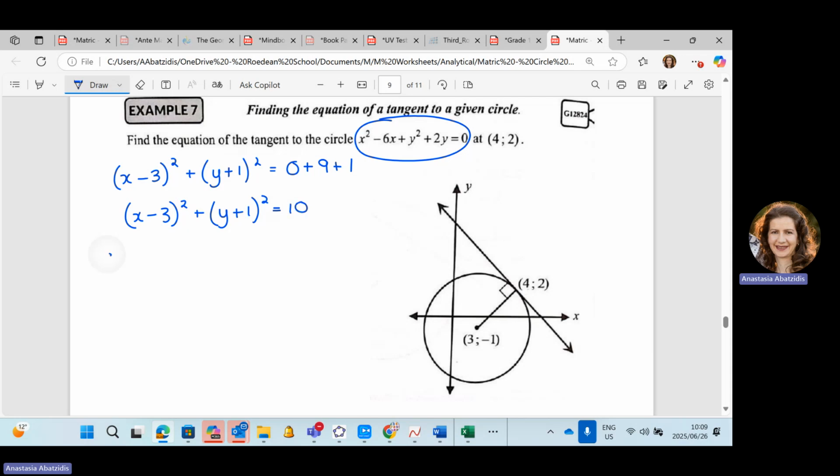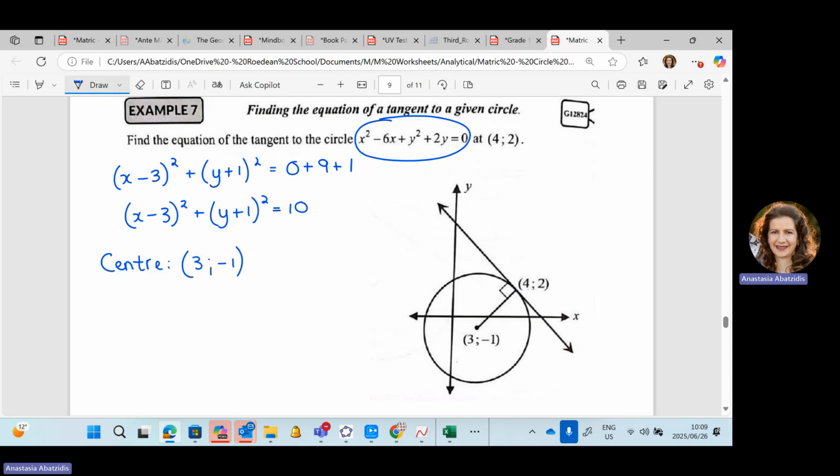So what's my center? 3 and -1. Right. And what's my radius? Root 10. Okay, so now I've got the center and I'm trying to get the equation of this tangent. So Zizi, what do we know about the radius and the tangent? They're perpendicular. So what should I work out?